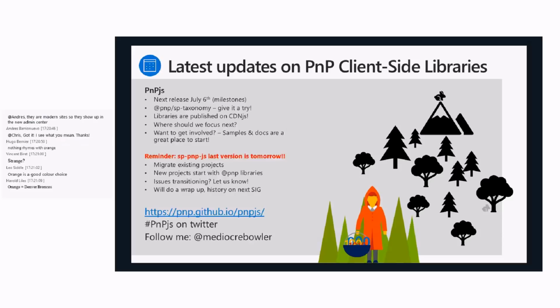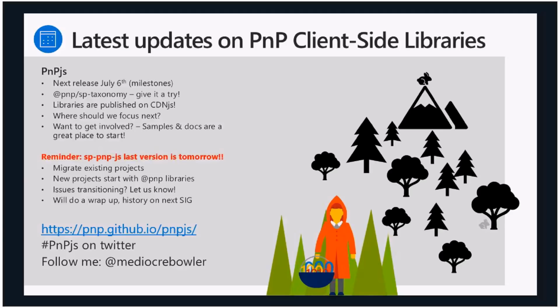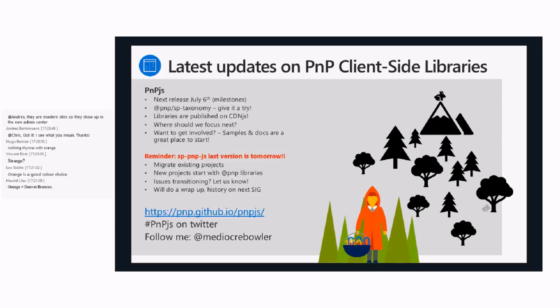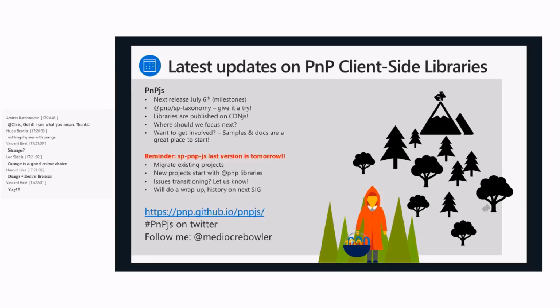Do remember the SP taxonomy library is out. Give that a try. Would love to hear feedback from folks on how that's going. We are seeing some usage, but would love to see more. Would love to get some feedback to make sure that's working for folks and how we can possibly expand and improve it as needed. The libraries are published on CDNJS, so I want to remind folks of that. And I did want to invite folks, if you have ideas on things we can do, places we can expand, do let us know where you think we could focus next.